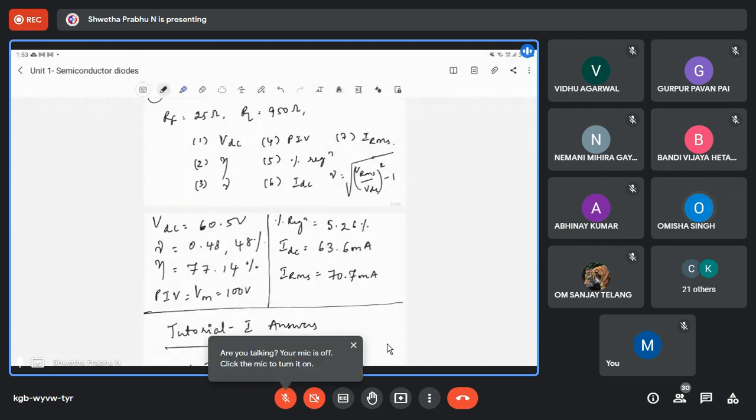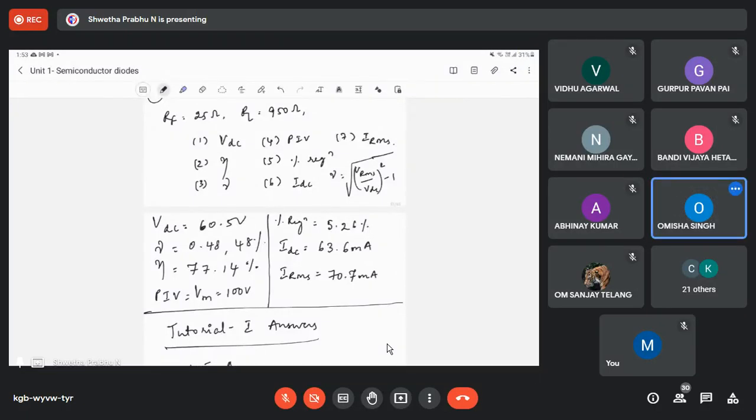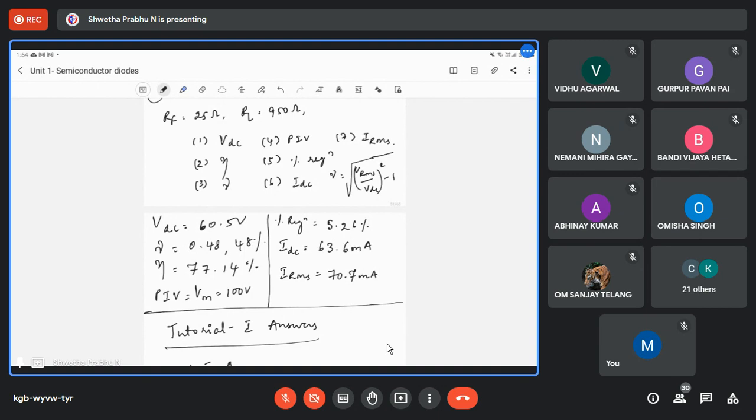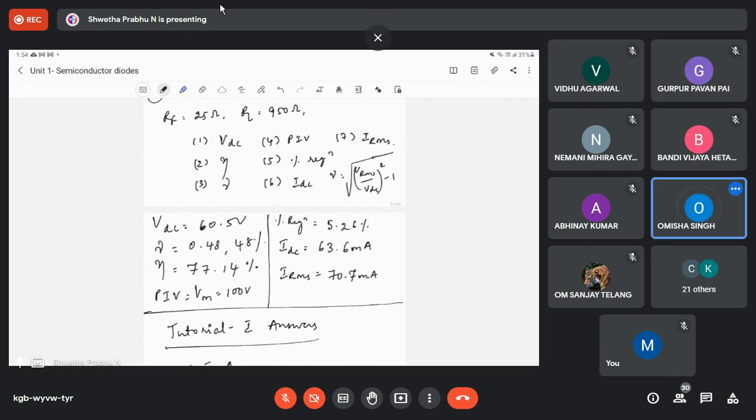So, in order to find ripple factor, we consider the total power and we equate it to the power with respect to DC and AC. With respect to that, we derive this relation. Correct? Yes, ma'am.